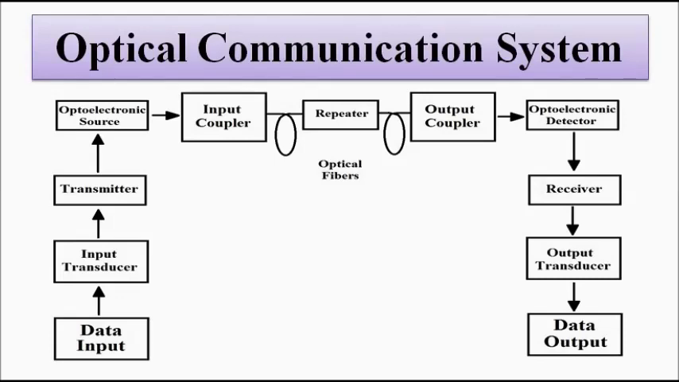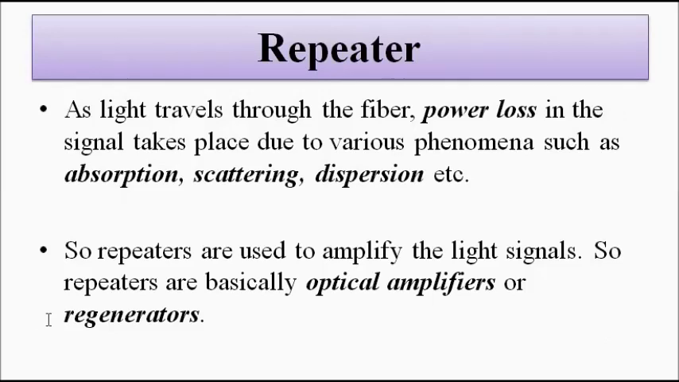Now the job of these repeaters or amplifiers is to raise the strength of the light signal, to increase the amplitude so that they can cover the remaining distance up to the destination. Because if this is not done, then the energy of the signal will get reduced and it will not reach the destination, or if it reaches, the signal strength will be so low that the quality of the signal will get affected. So the repeaters are basically optical amplifiers which perform amplification of the light signal.